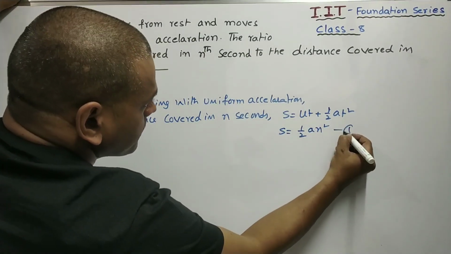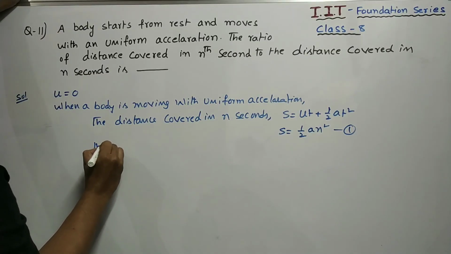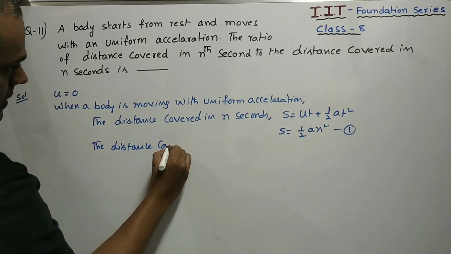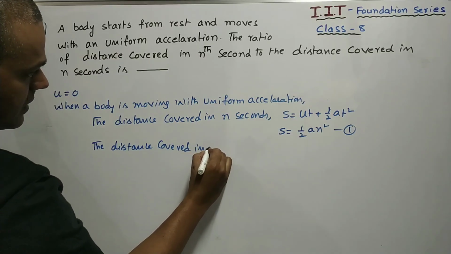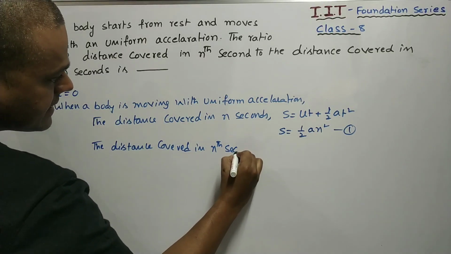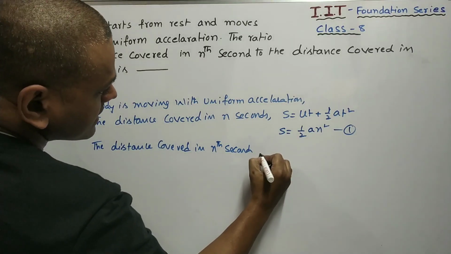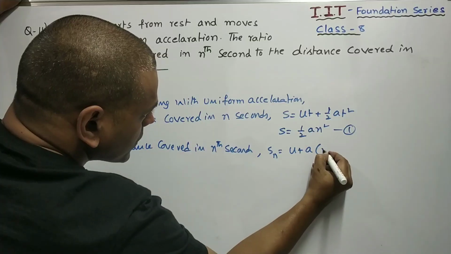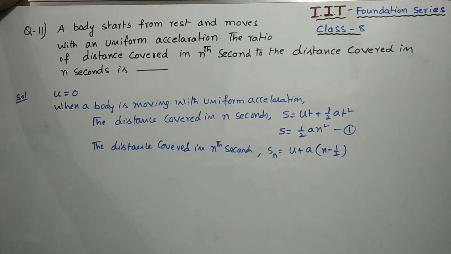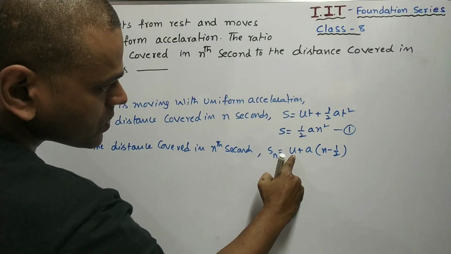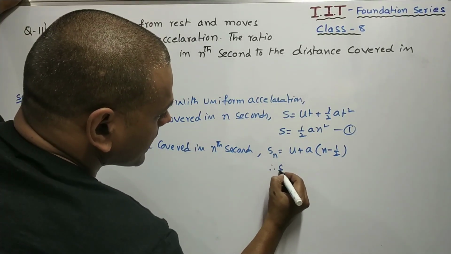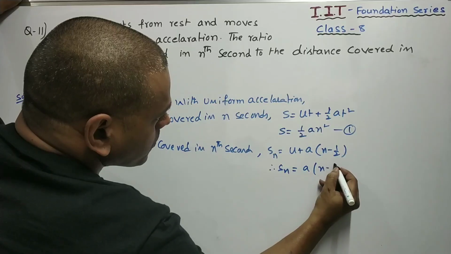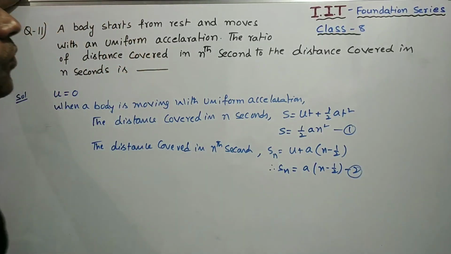This is equation 1. Similarly, the distance covered in the nth second: Sn is equal to u plus a into n minus half, isn't it? But here u is equal to 0. Therefore Sn is equal to a into n minus half. This is equation 2. What is being asked?